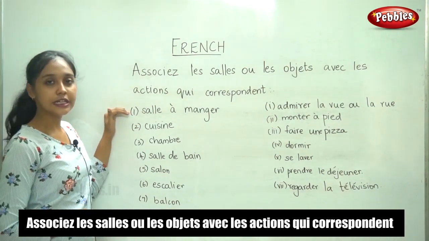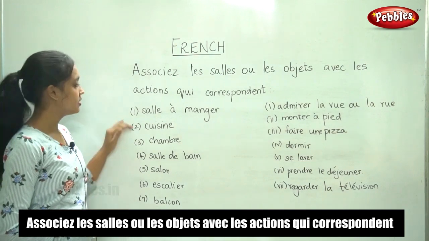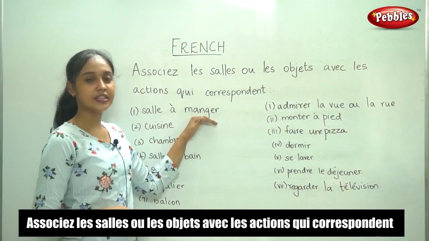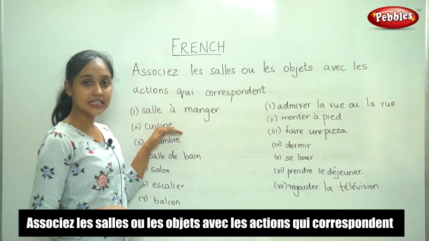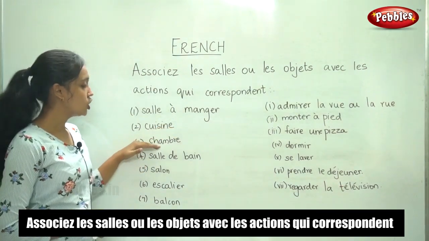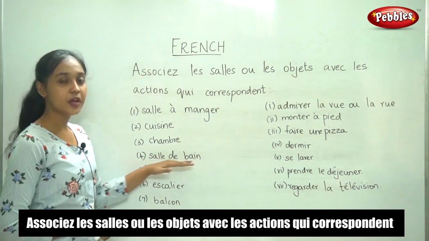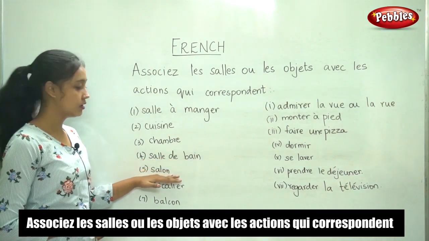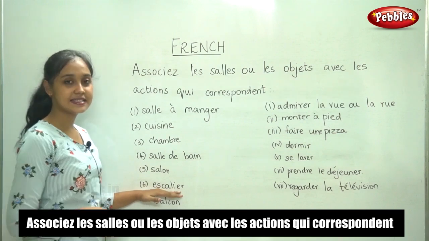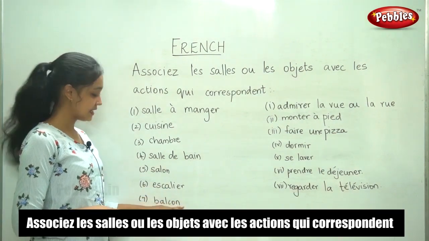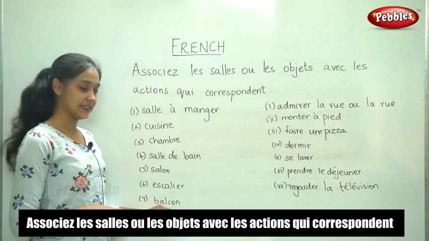So note down these words. Salle à manger, the dining room. Cuisine, the kitchen. Chambre, the bedroom. Salle de bain, bathroom. Salon, the living room. Escalier, the stairs. Balcon, balcony.